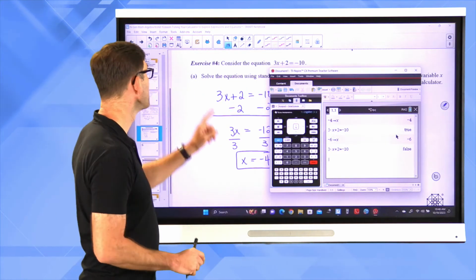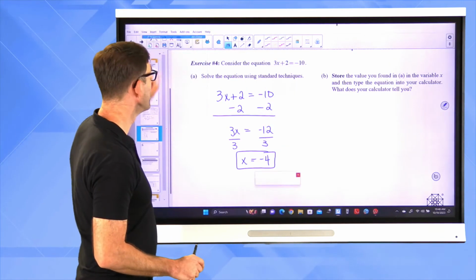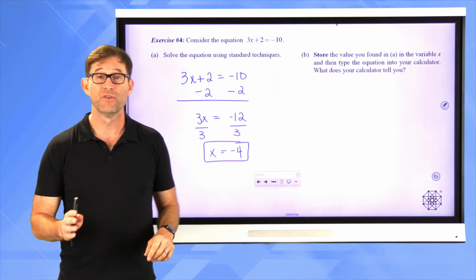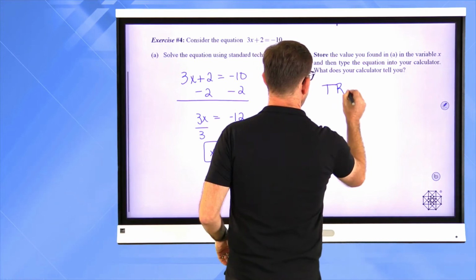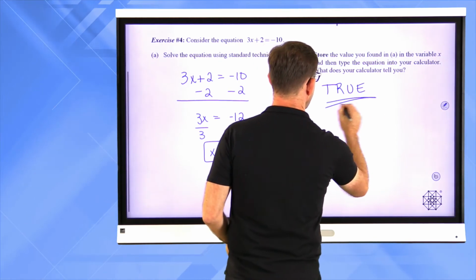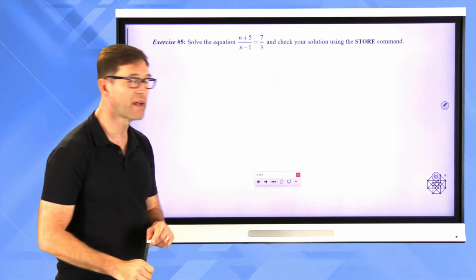All right, I love, love, love the ability that calculators have to check an answer. By the way, it tells you it's true. True means you've got a solution.